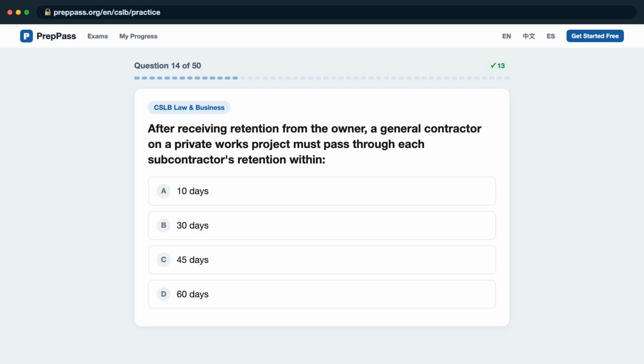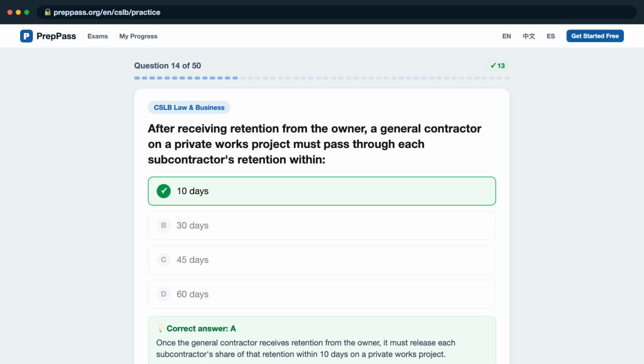After receiving retention from the owner, a general contractor on a private works project must pass through each subcontractor's retention within, is it A, 10 days? B, 30 days? C, 45 days? D, 60 days? The correct answer is A.